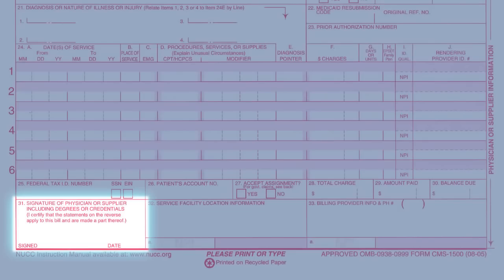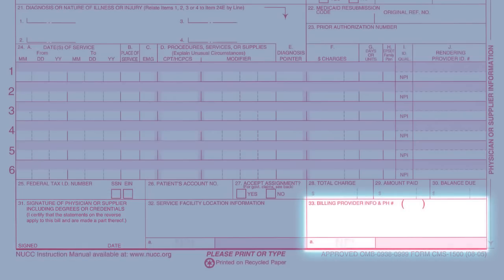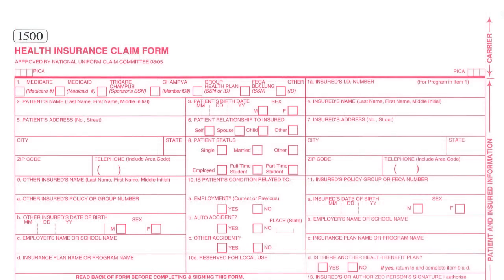The last of our mandatory fields is Field 33, Billing Provider Info and Phone Number. This is where your organization's name, address, and phone number are populated. This is where your explanation of benefits, otherwise known as your EOBs, and your checks will be sent. 33A is where your organization's NPI number is included. Remember, your organization has an NPI number, as do your providers, and these are different numbers. For more information on NPI numbers, please visit our CMS 1500 form tip sheet on our website.